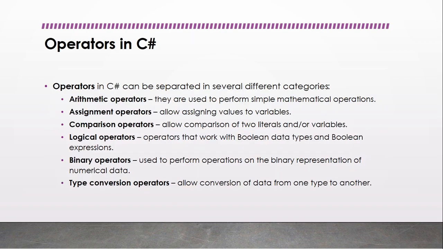In C#, we have different types of operators, like the arithmetical operators to perform simple mathematical arithmetic operations, assignment operators to assign values to variables, comparison operators to compare two literals, two variables, or literals and variables, logical operators, which work on boolean expressions, binary operators, which are used to perform operations on the binary representation of numerical data, and data conversion operators, which help you convert data from one type to another.